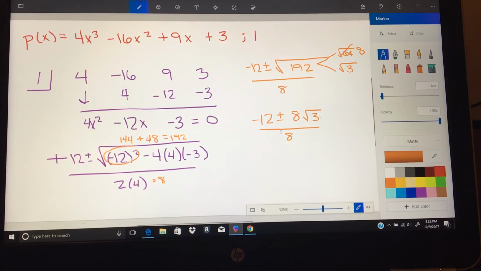Okay, then what we're going to have to do is we can reduce each of these. So 12, 8, and 8 are all divisible by 2. Actually, they're all divisible by 4. So 12 divided by 4 is 3. 8 divided by 4 is 2. Radical 3 we bring. And 8 divided by 4 is 2. So here we get negative 3 plus or minus 2 radical 3 over 2. So those are the other two zeros because you have the plus and the minus. So you have a 0 of 1 and then 2 zeros here.